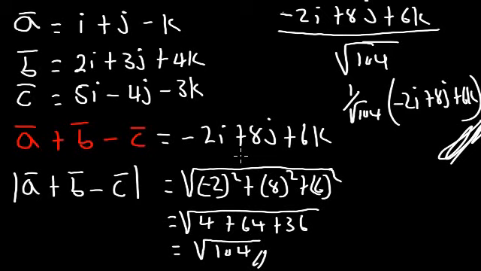However, I changed my mind. So you are going to use that as a practice problem. Find the direction cosine in the direction of 2a plus 3b minus 3c.